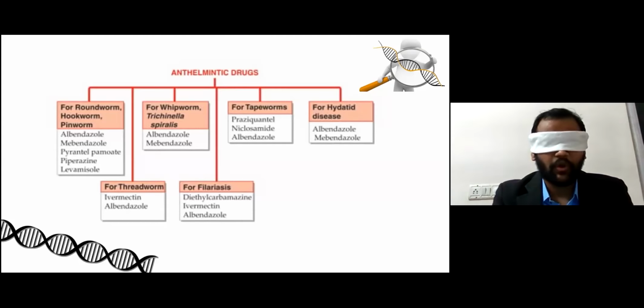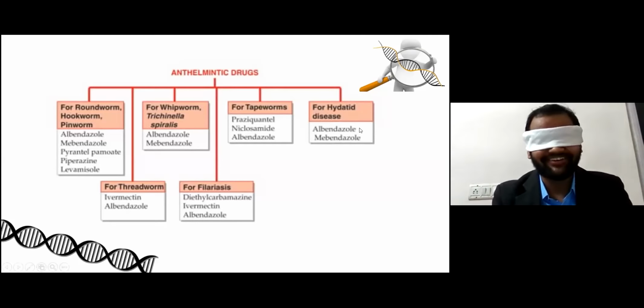Albendazole. Albendazole is basically against all the worms in the stomach. I can name them from the start: roundworm, pinworm, hookworm, then comes the whipworm, then the filariasis, then hydatid disease, then Trichinella spiralis. And all the worms basically.